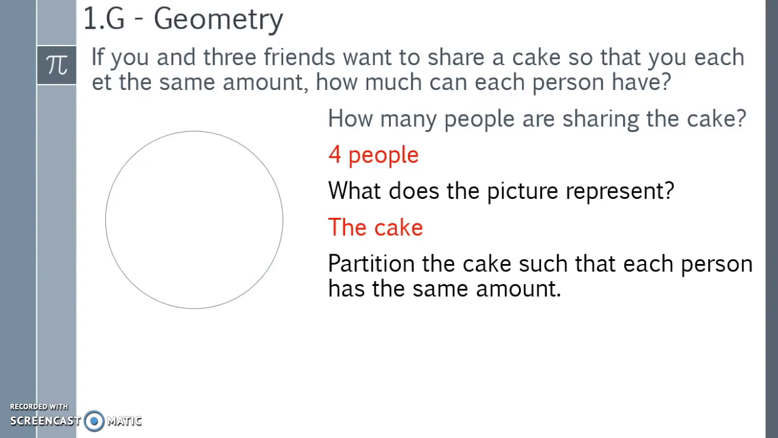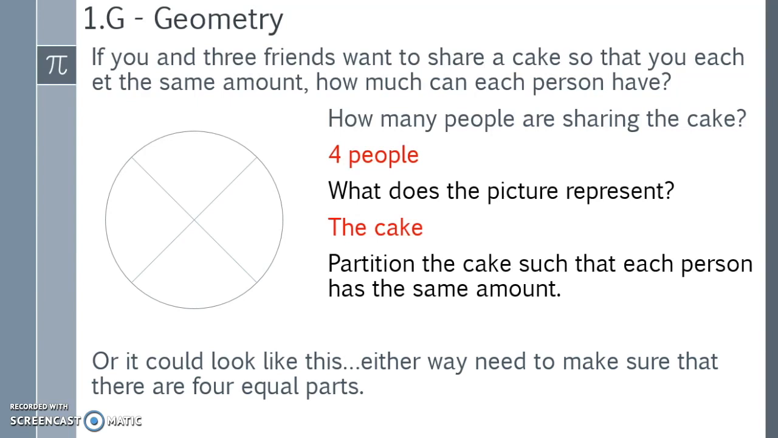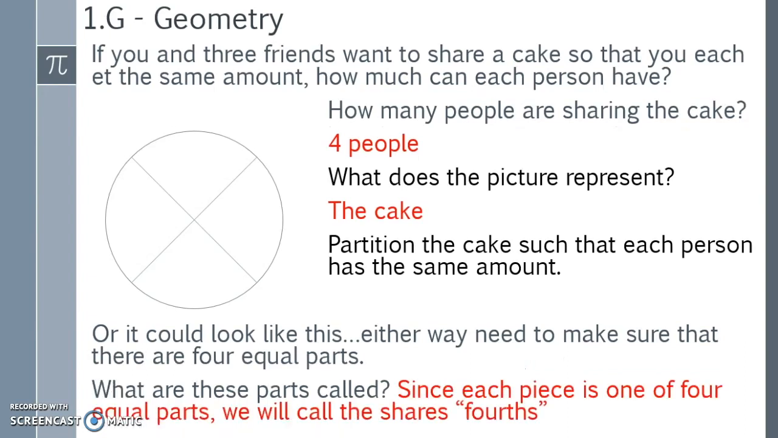Partition the cake such that each person has the same amount. So we could cut down the middle, cut side to side, or it could look like this. It's a little rotated. Either way, we need to make sure that there are 4 equal parts, one for each person. What are these parts called? Since each piece is one of 4 equal parts, we will call these shares fourths.